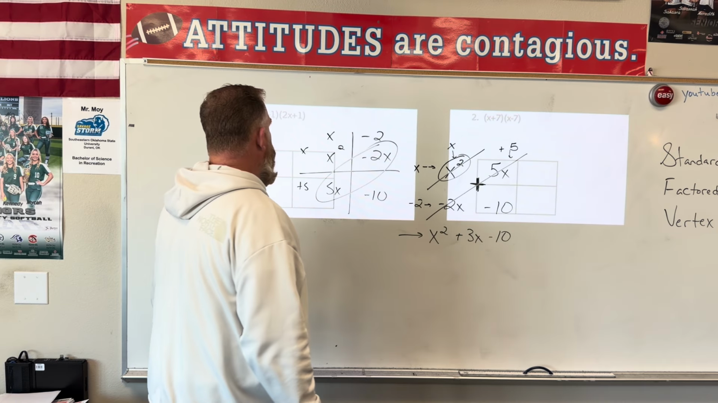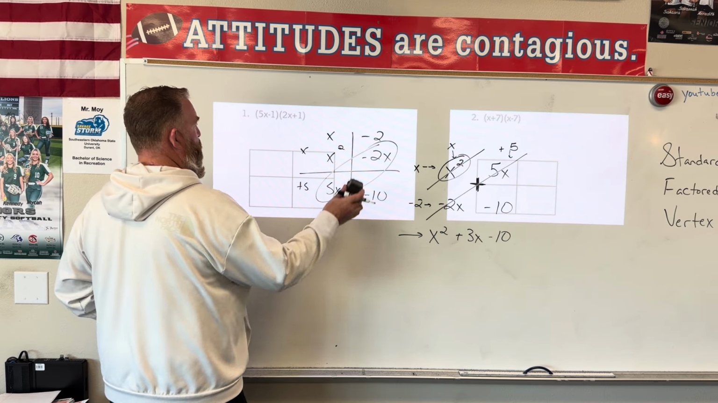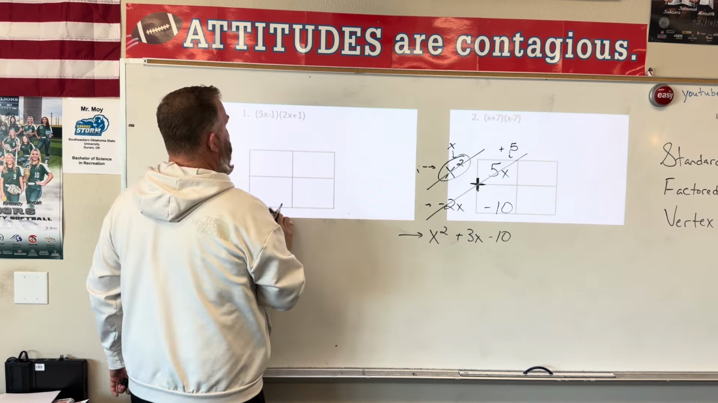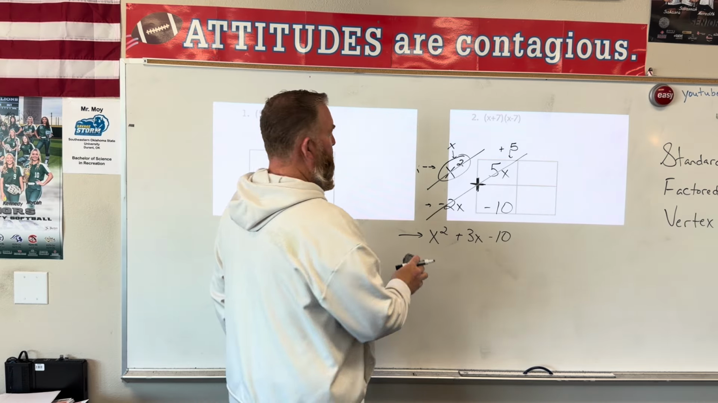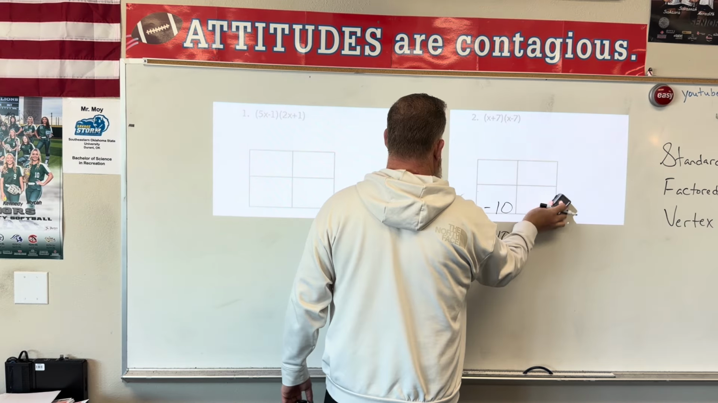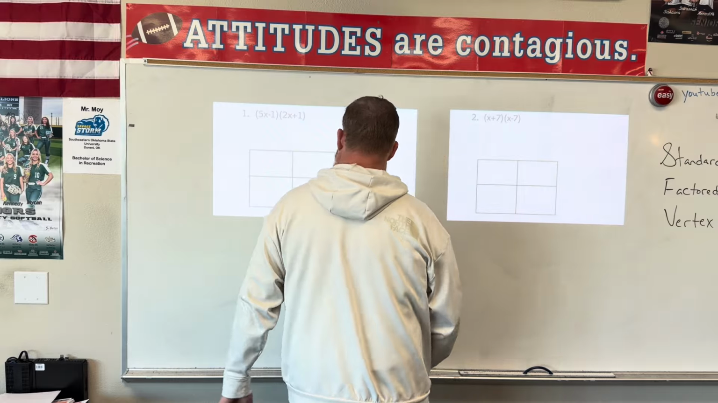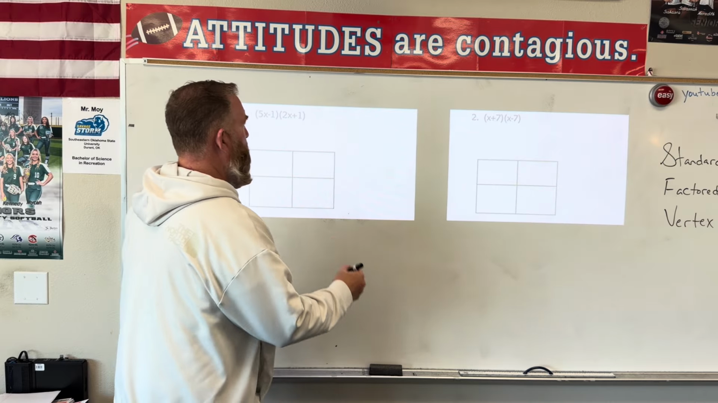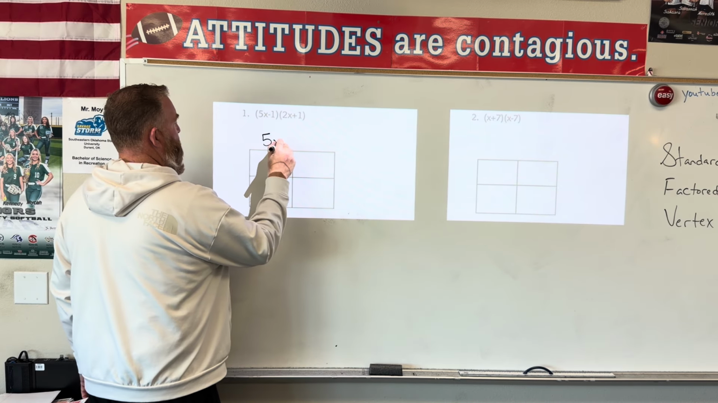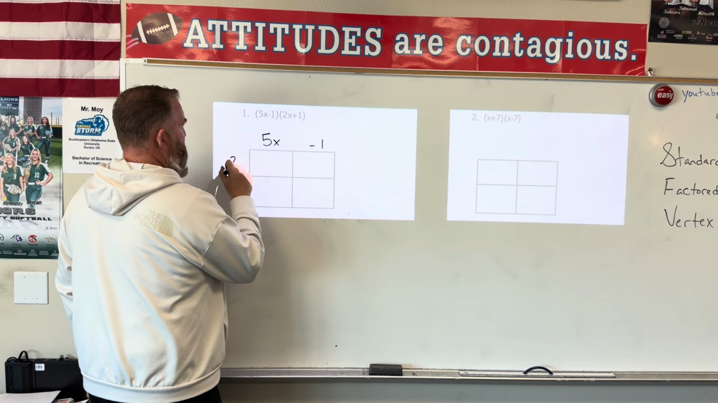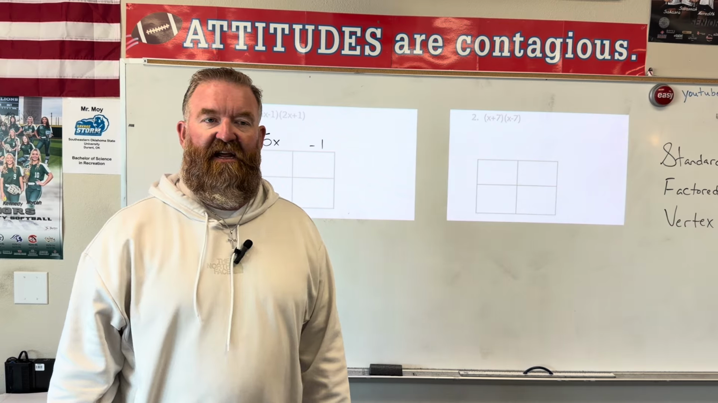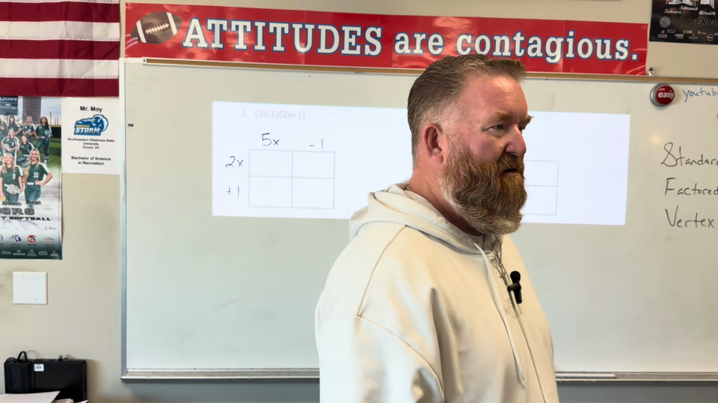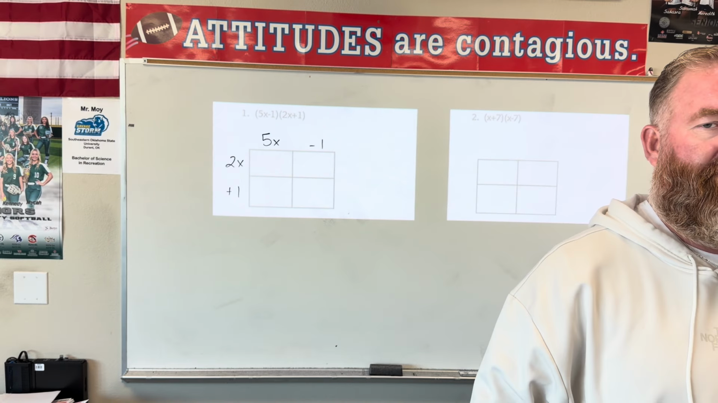All right, 5x minus 1, 2x plus 1. Go. Let's put 5x minus 1 across the top so everybody's on the same page, just for the sake of notes. Okay? 5x minus 1 across the top, and that gives me 2x plus 1 down the side. It has to be down the side, and it has to be across the top. I guess technically you could put it on the bottom, but that's just weird.